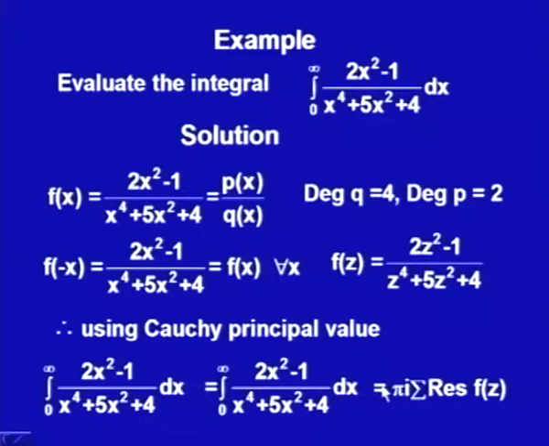So half would cancel the 2 pi i times the summation of the residues of f(z), where f(z) is the corresponding complex function. So what will be my f(z)? The corresponding complex function is (2z square minus 1) upon (z to the power 4 plus 5z square plus 4). So what now remains to evaluate this integral is that we have to find the residue of the function f(z).